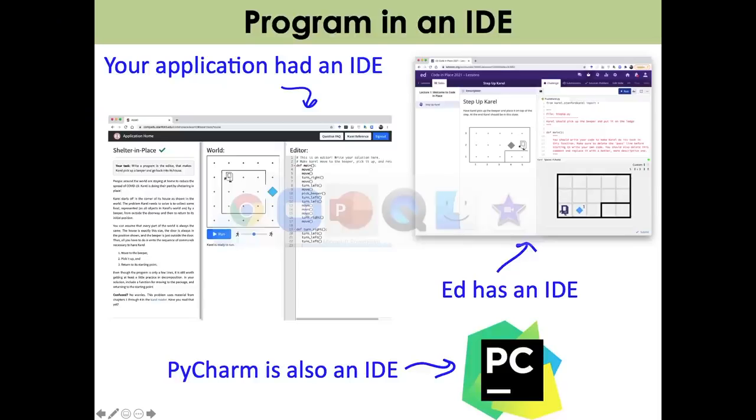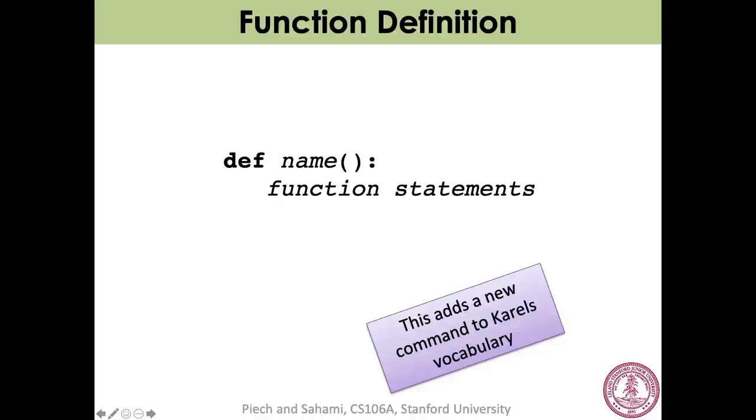So if we go back to the slides, we can talk about this a little bit. The key concept we learned while solving that problem wasn't just the 4 commands of Karel, but it was this ability to introduce new commands. We call this defining a new function.